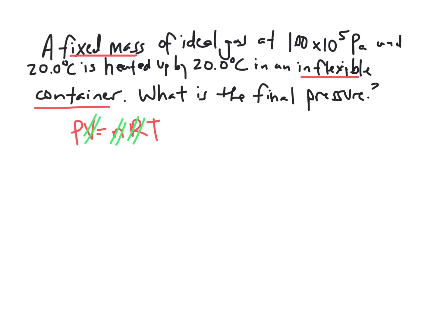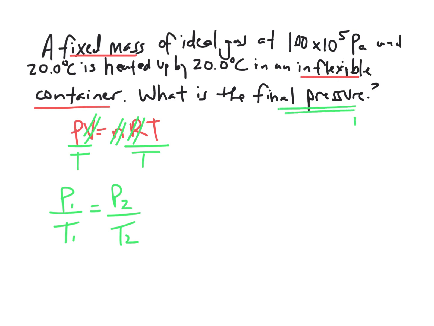All right, so what this becomes is, again, you could take T on both sides. So you get P over T, P1 over T1 is equal to P2 over T2. All right, so this is what we're going to have to solve, is what is the final pressure. So we're ultimately looking for P2, okay?